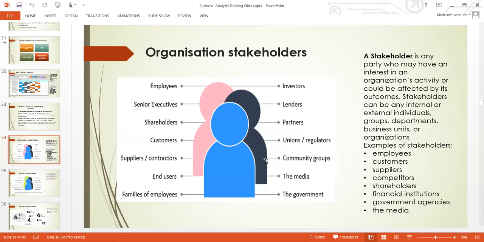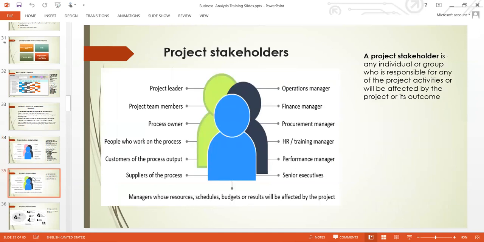So once you understand these people who are stakeholders in the organization, then you start looking at how many of them here are going to affect your project, because not all of them might really be interested or have a stake in your project. So let's look at the project stakeholders.